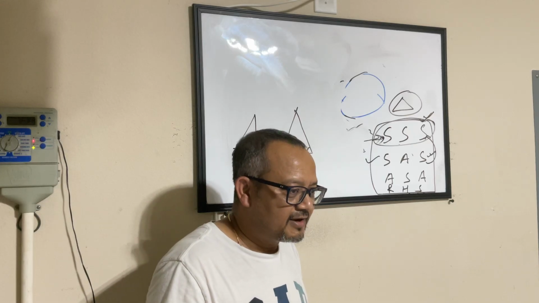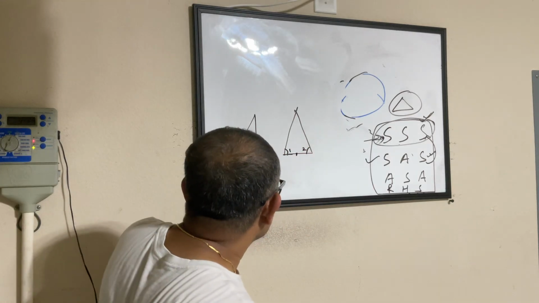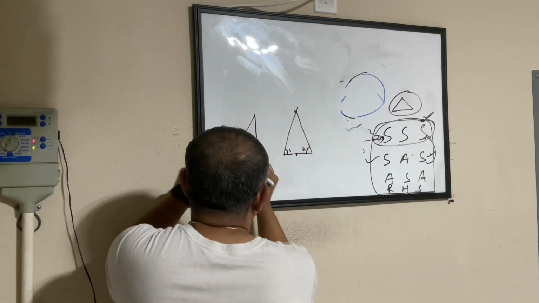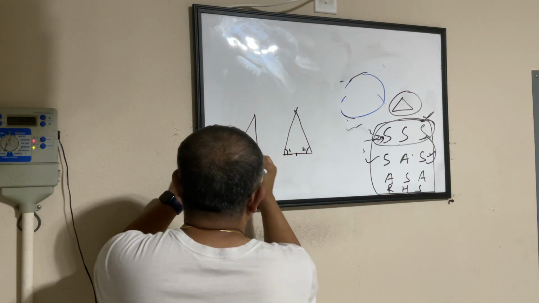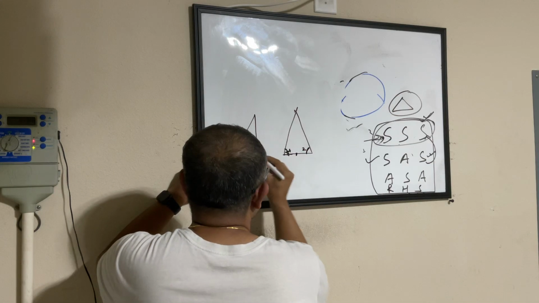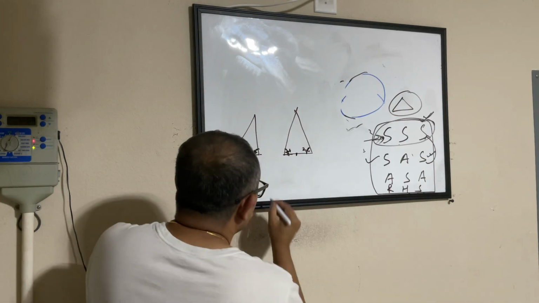Okay? Now again the same thing. Look at it. When these two angles are same, this angle and this angle are same, this one is equal to this one is equal to this one. Now look at this situation.